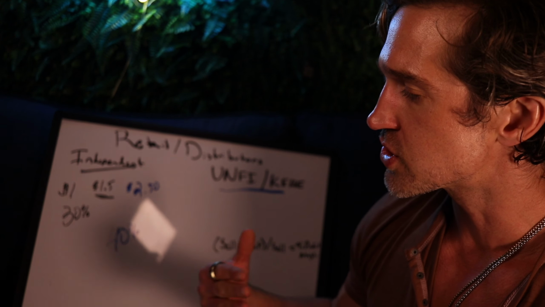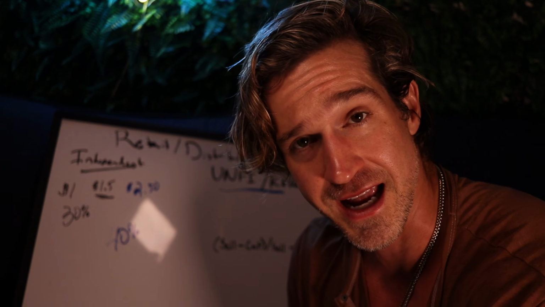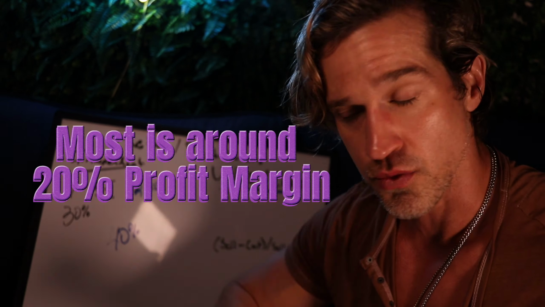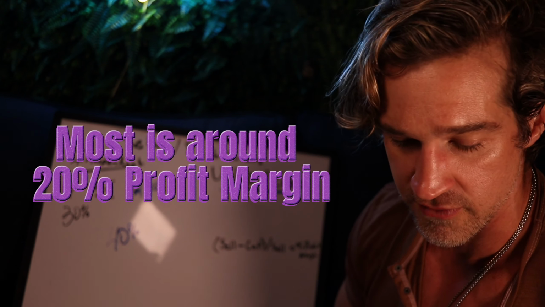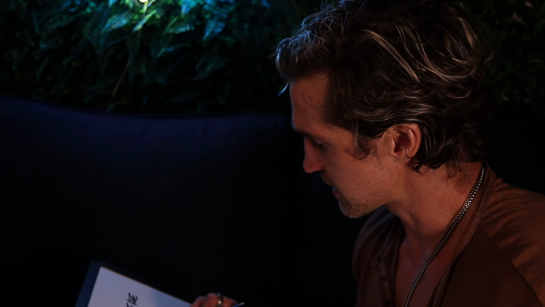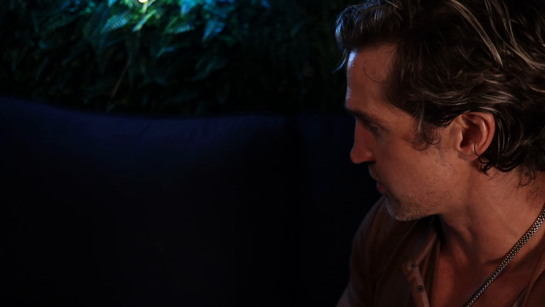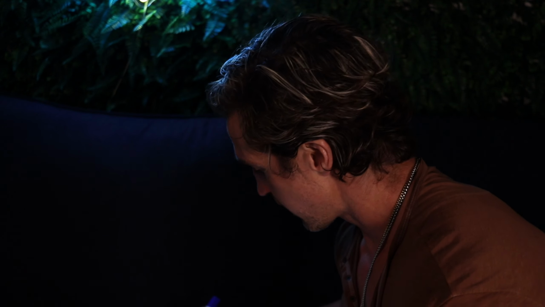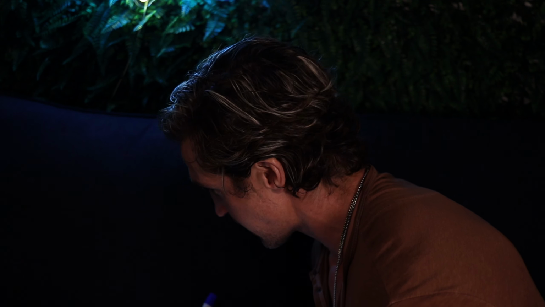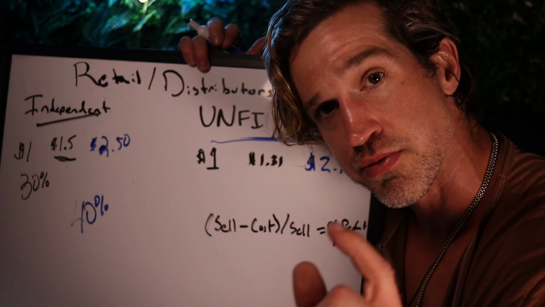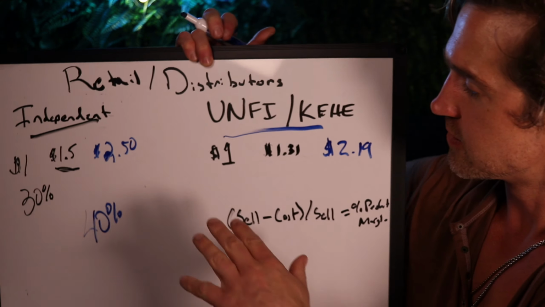For instance, the most you'll usually pay KeHE or UNFI when they're delivering from the distribution centers into one of the stores is, say, a 20% profit margin. You sell it for $1, and then they sell it for $1.31. And then for the 40% markup, you get $2.19.